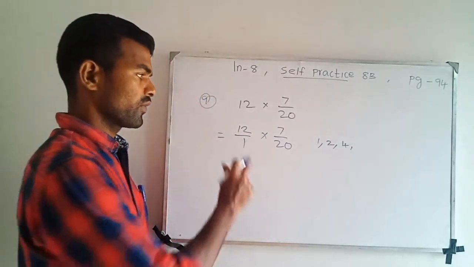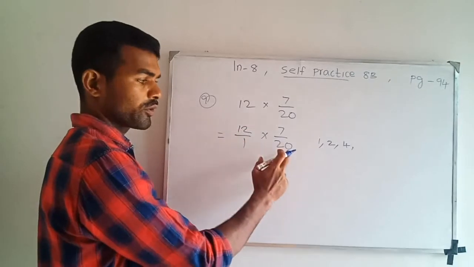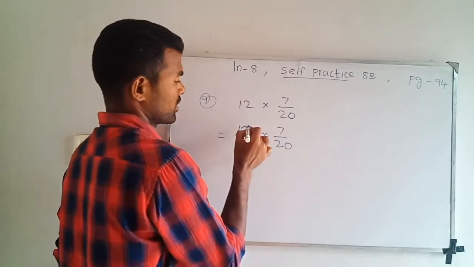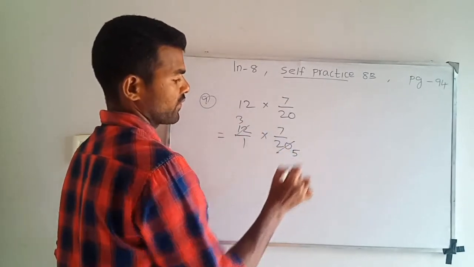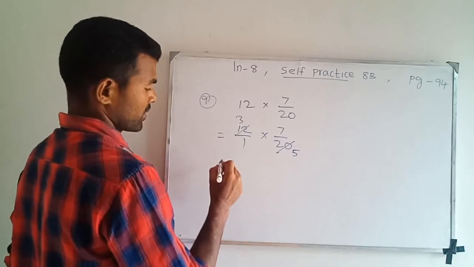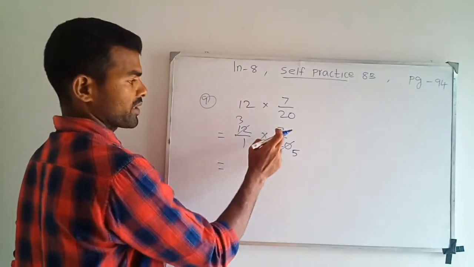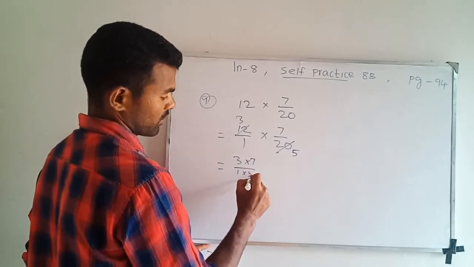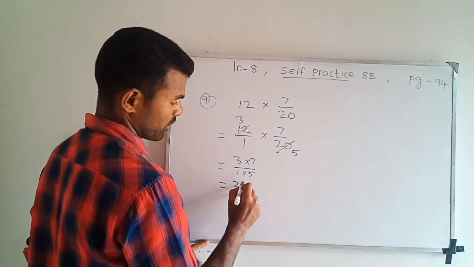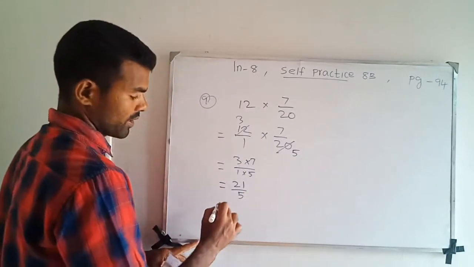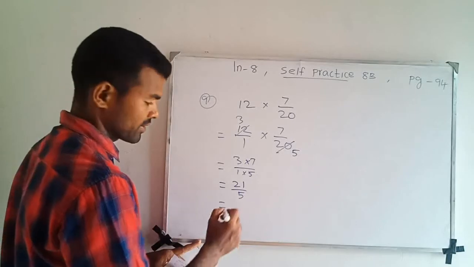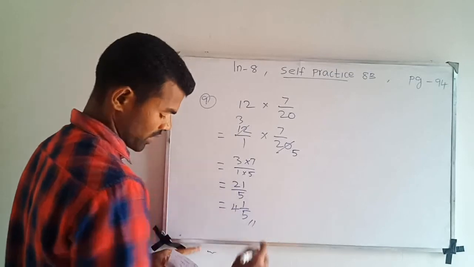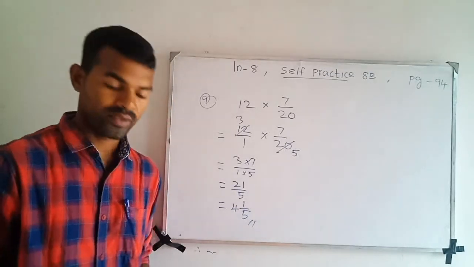For 12 and 20, 1 is also a factor, 2 is also a factor, and 4 is also a factor. So take 4 and divide. 12 divided by 4, 20 divided by 4. How many times 4 here? 3 times 4 here, and 5 4s are 20. So now multiply the numerator: 3 multiply 7 by 1 multiply 5. So what's the answer? 3 7s are 21 by 5. Convert into mixed. So 4 1 by 5 is the answer.